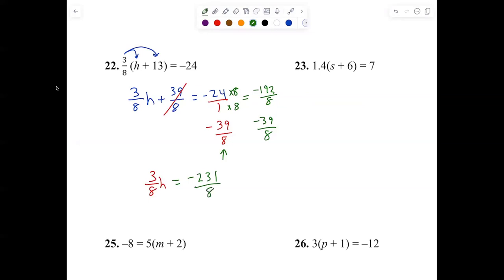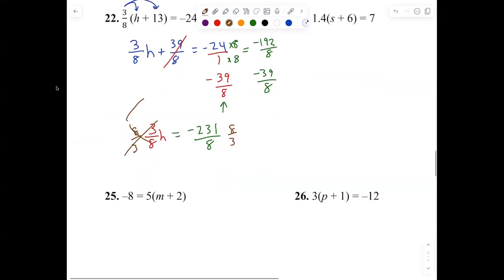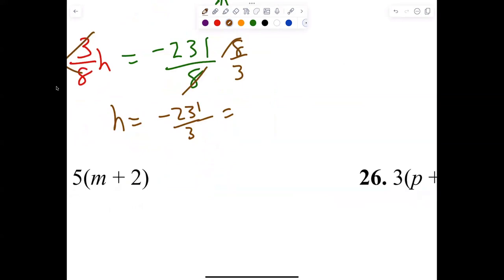Now multiply by the reciprocal. What's the reciprocal? Negative 231. And guess what? That can reduce. So how many times does 3 go into 23? 7 times. Yes.